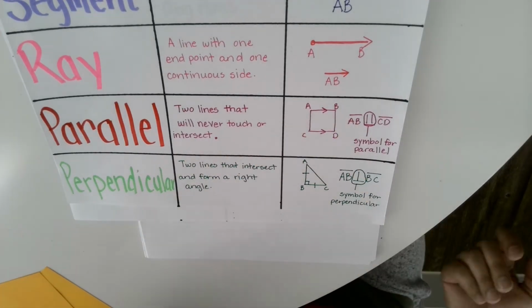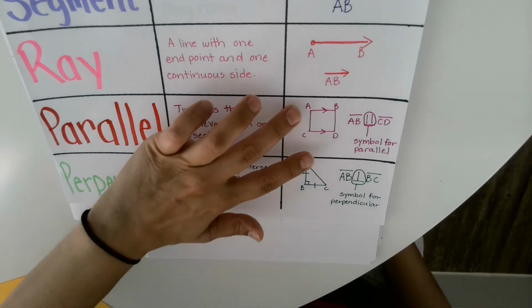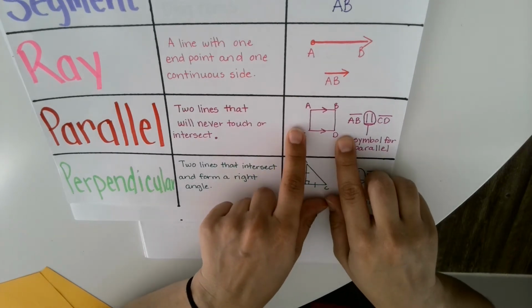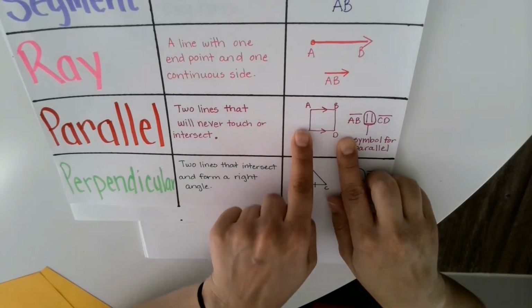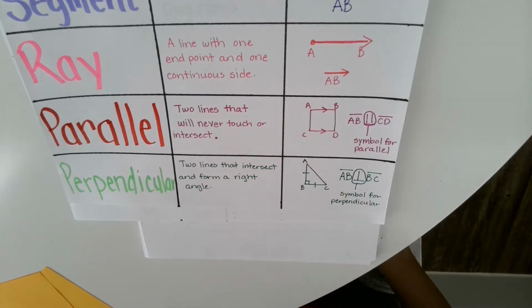Now looking at this, could we also find 2 different parallel lines? If we already went here, let's look here. Line AC runs parallel to line BD. So we could have put it either way.